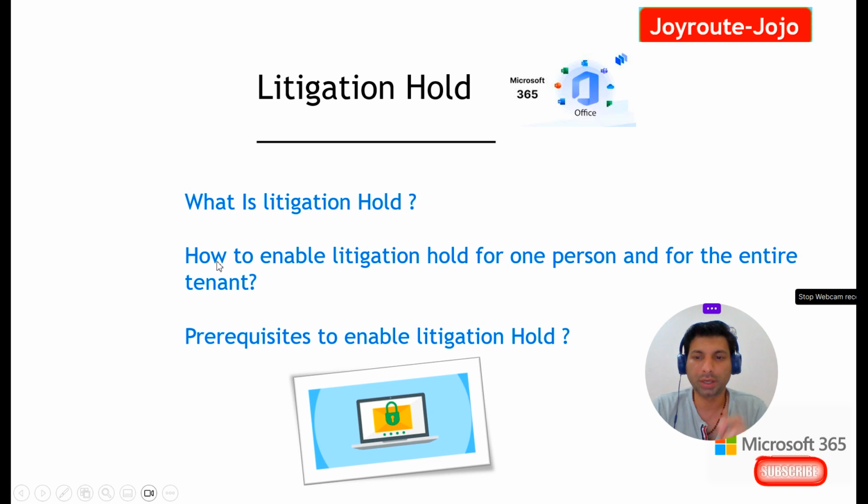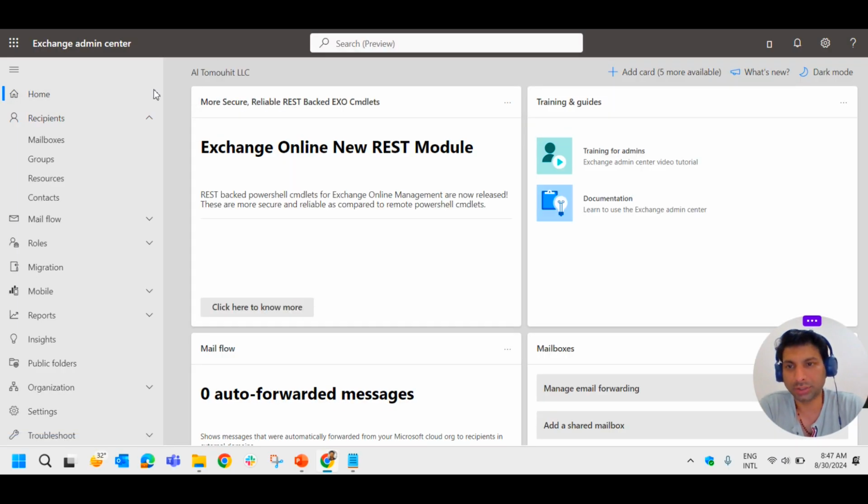So now we are going to check how to enable litigation hold for one particular person first. Then we will see how to enable litigation hold for the entire tenant. So first thing first, we are going to learn how to enable litigation hold for one particular person. Presently we are in the Exchange Admin Center, as you can see here. To enable litigation hold for one particular user, you can do it graphically from the portal. You can do that.